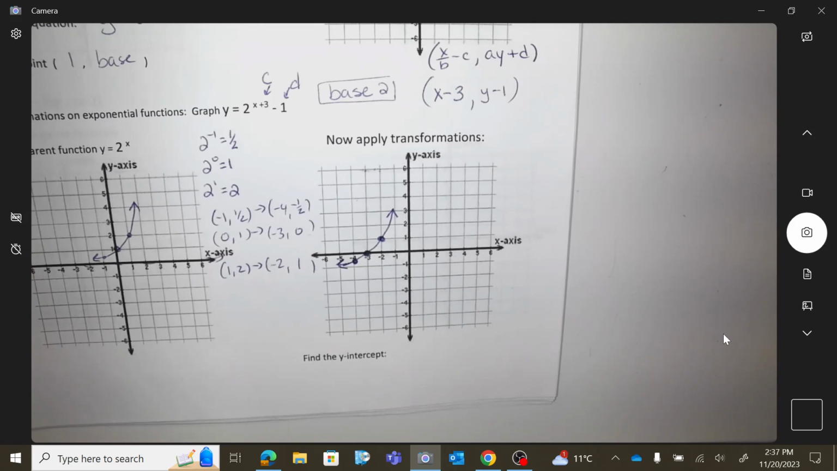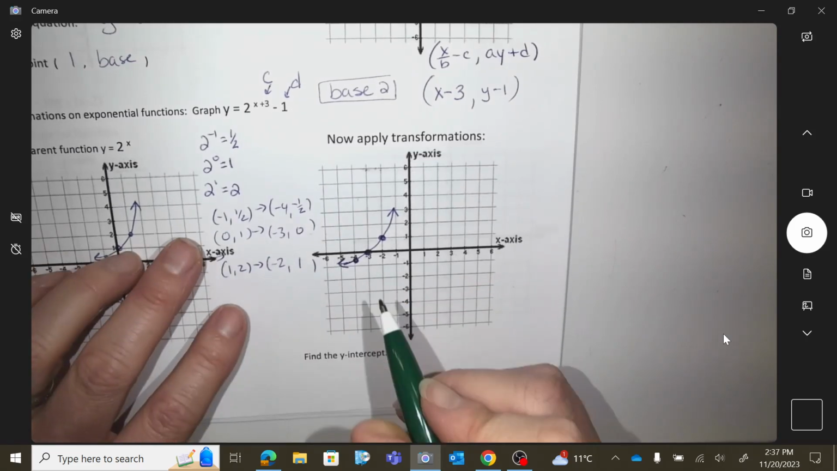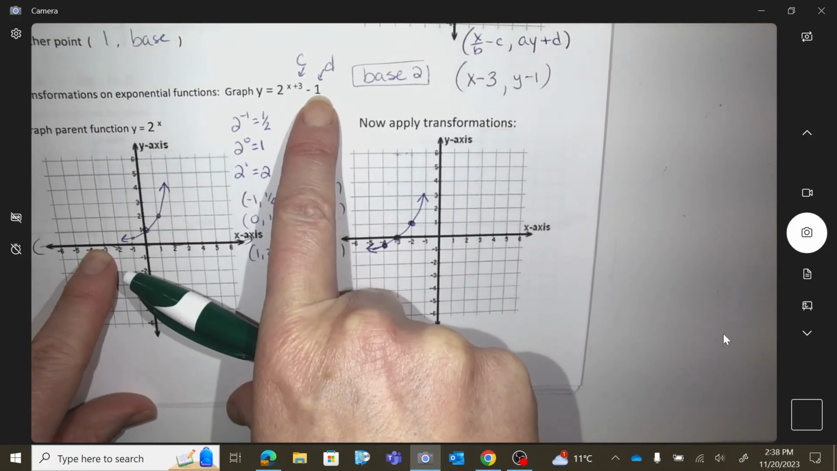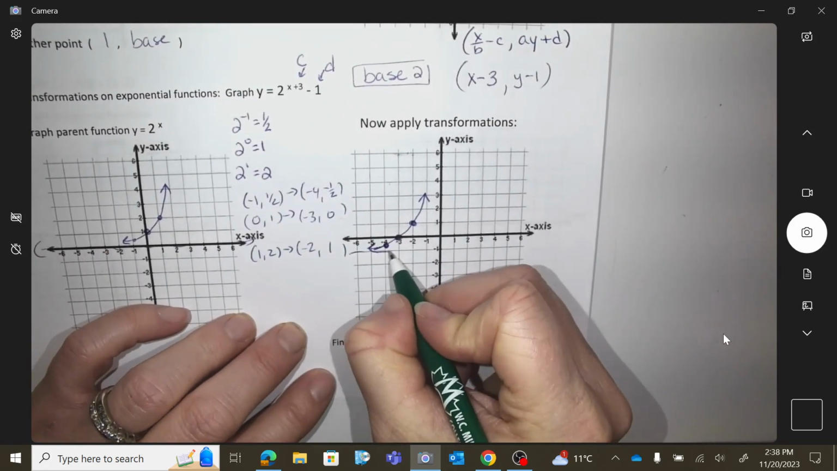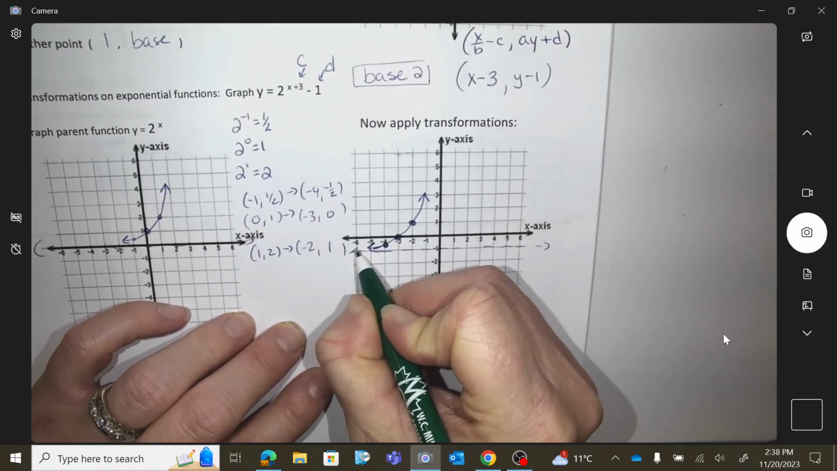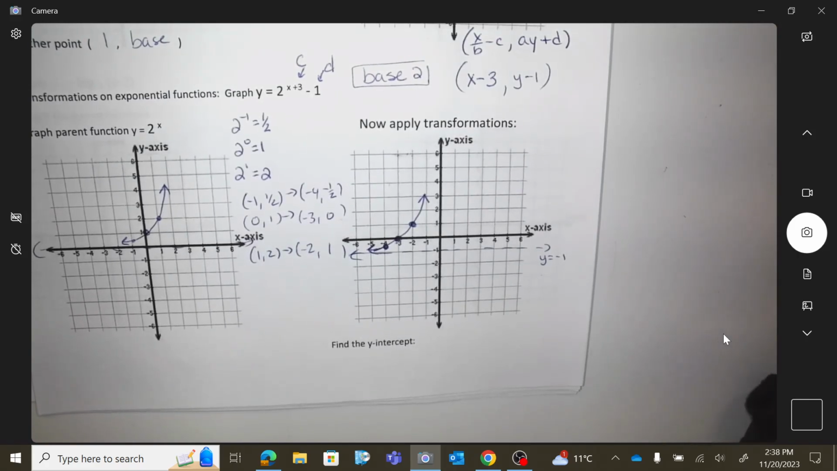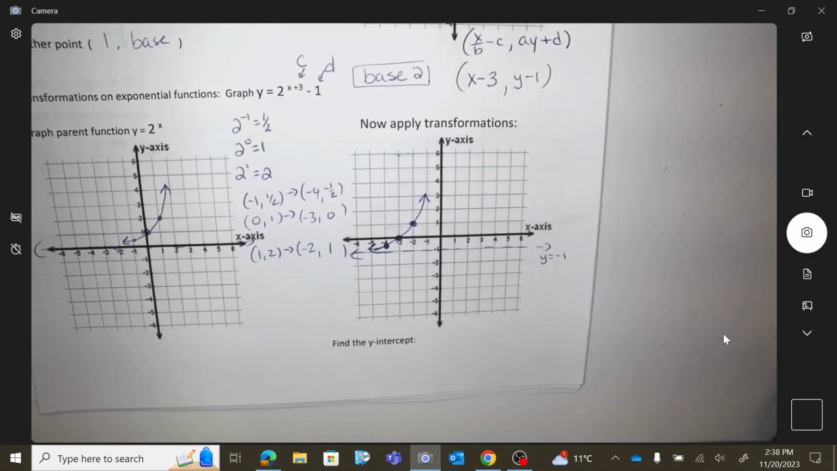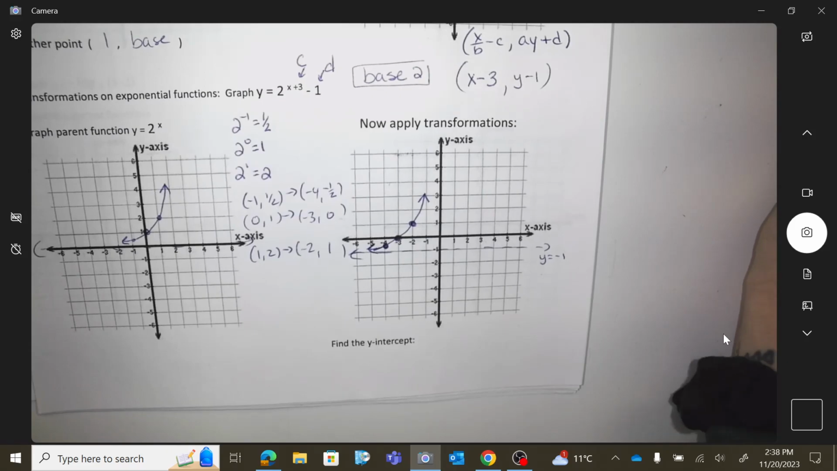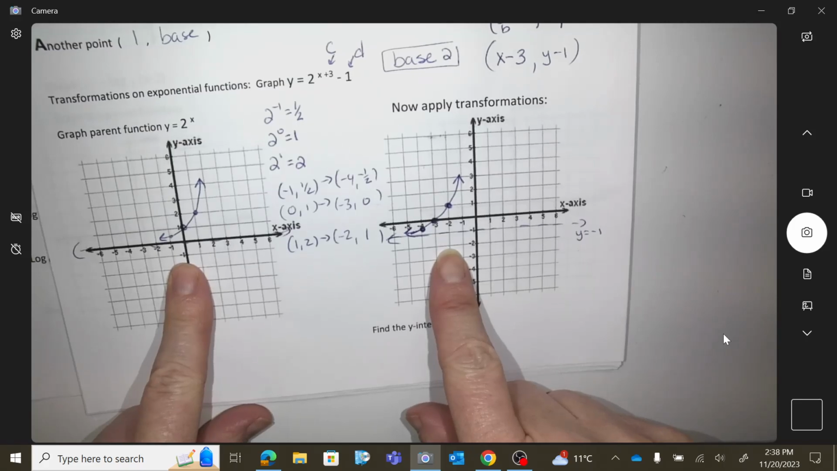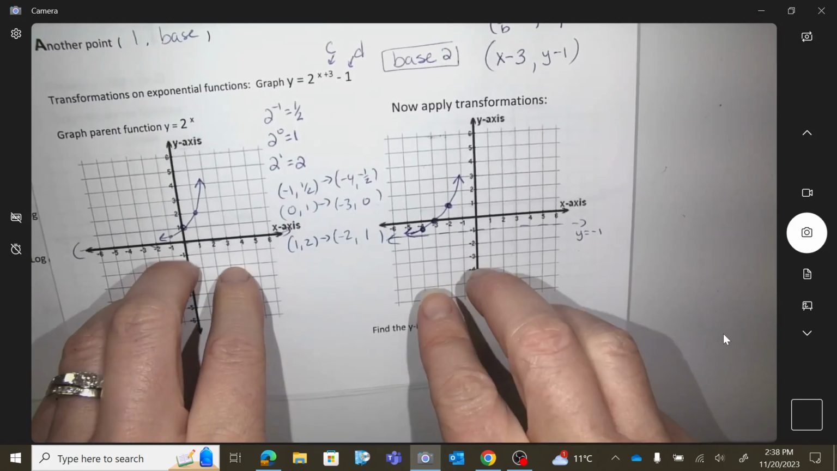And there's something different about my asymptote. Remember where my asymptote should have been? Over here. What happened to it here? It went down 1. Okay, so there was a new asymptote. Some questions might just say, what's the equation of the asymptote? Okay, that's what's happened. Do you see this? It moved left 3 and down 1. You see the transformation physically.